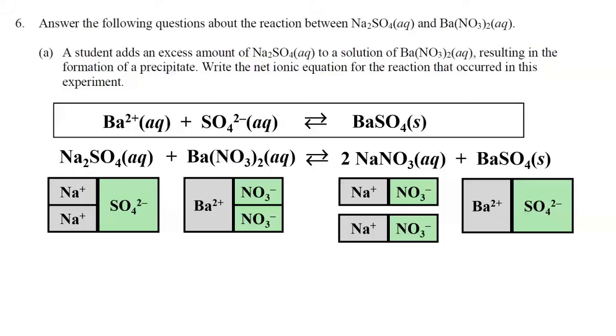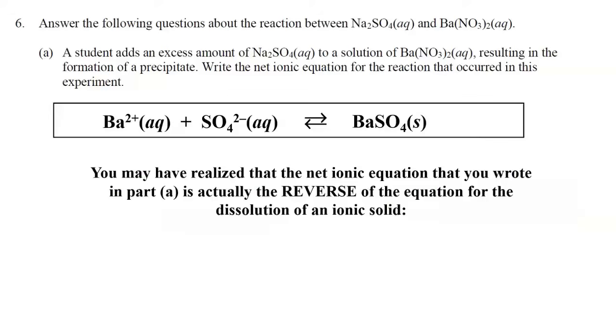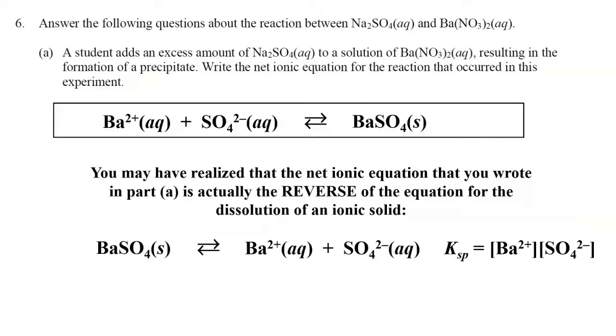So you may have noticed that while this is the formation of barium sulfate, it's actually the reverse of the equation for the dissolution of an ionic solid. So barium sulfate, when dissolved in water, would produce the aqueous ions. And the Ksp for barium sulfate would be the concentration of barium times the concentration of sulfate.